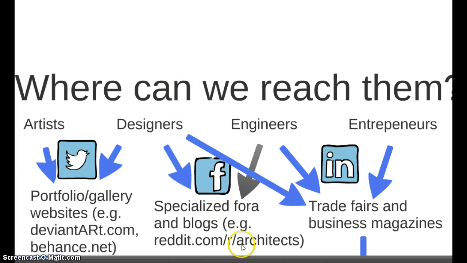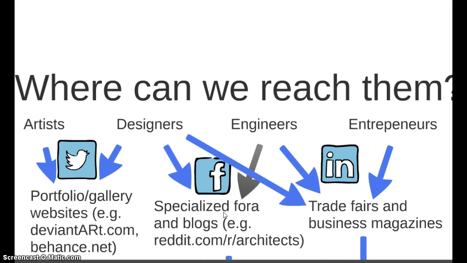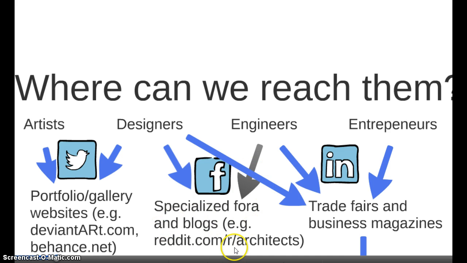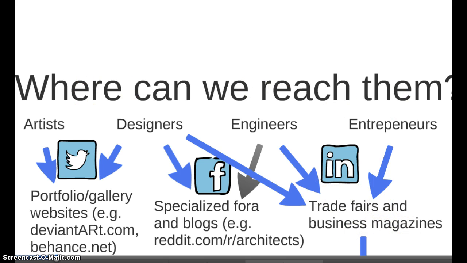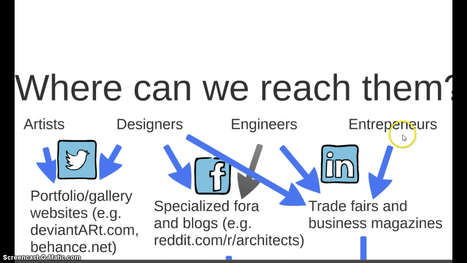Then there are specialized forums where people go to discuss their own field of business. These are mostly people who have a lot of technical issues, such as designers and engineers. For example, the Reddit sub-blog on architects has over 44,000 members and regularly discusses technical issues on architecture. Designers, engineers, and entrepreneurs also have their own specific trade fairs and their own specific magazines. So using these ways, we can reach artists, designers, engineers, and entrepreneurs.